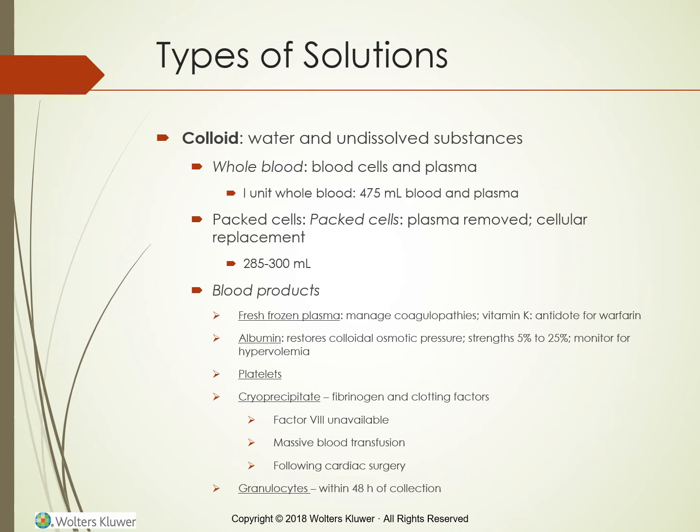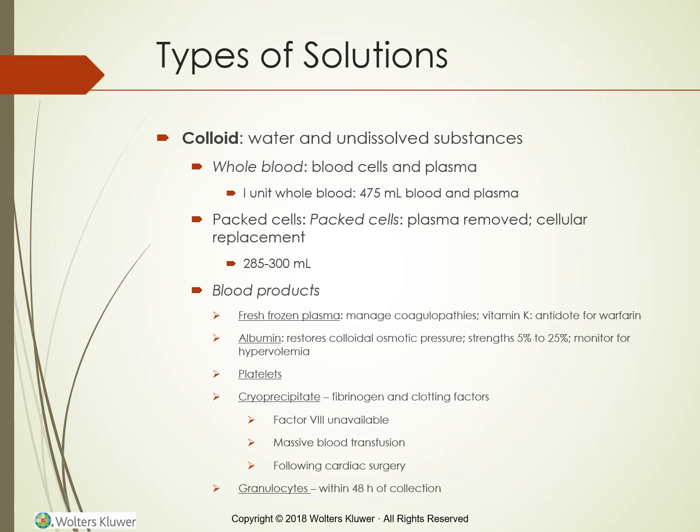Packed cells have most of the plasma or fluid removed, resulting in an average volume of 285 to 300 milliliters. Packed cells are preferred for clients who need cellular replacements but do not need the extra fluid, who may be harmed by it, such as a person with congestive heart failure or a person that already has adequate oral intake. Blood transfusion equipment and blood compatibility will be discussed.